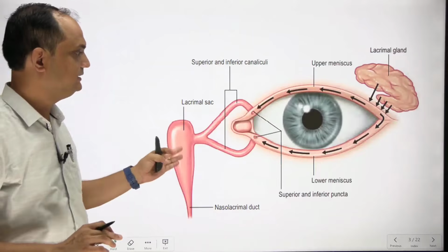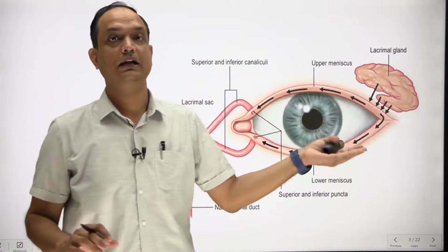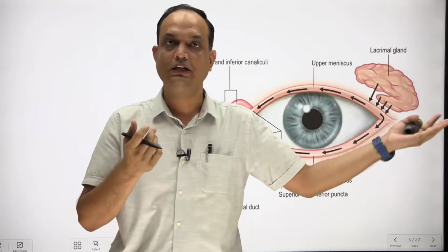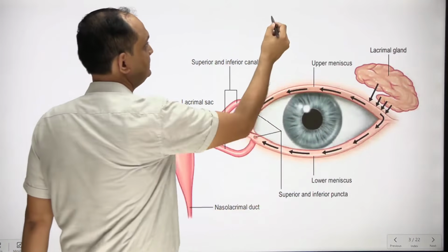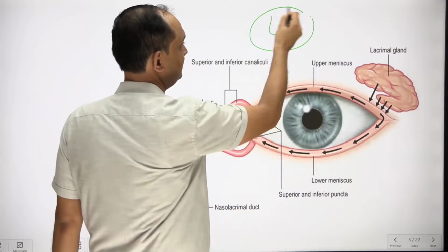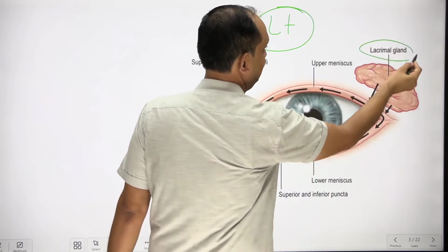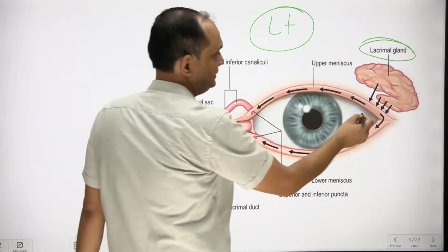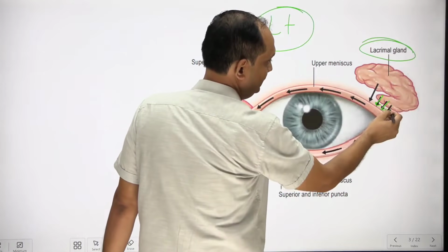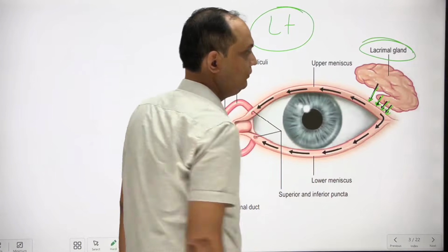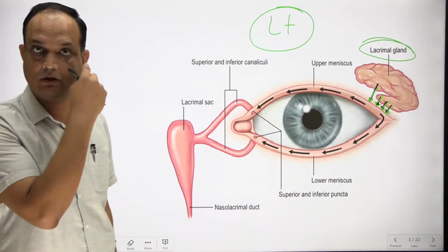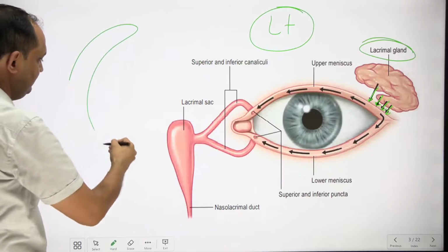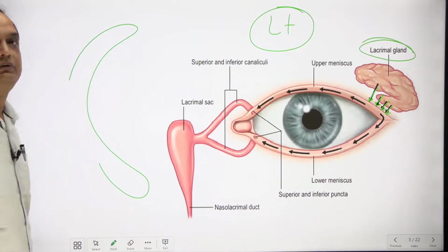So now see this is the eye of my left side. Clear? So this is the nose, this is the left side of the eye. So on the left side, if you will see this left side of lacrimal apparatus, this is your lacrimal gland. Now this lacrimal gland is having the ducts. Now these ducts will open into the conjunctival fornix. Now what is conjunctival fornix? Conjunctival fornix means the reflection of conjunctiva from your eyelid to the eyeball.